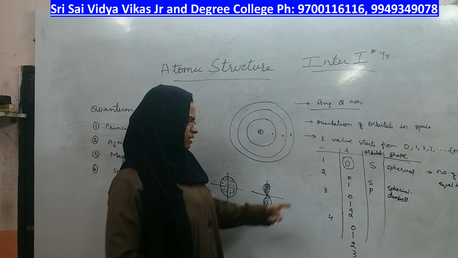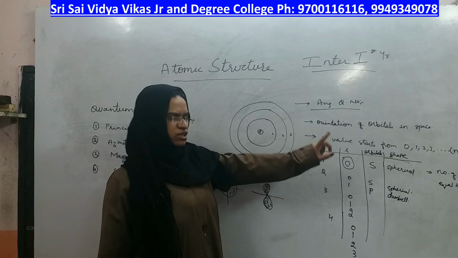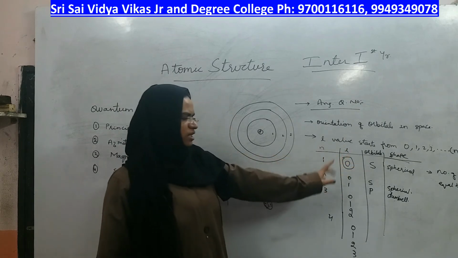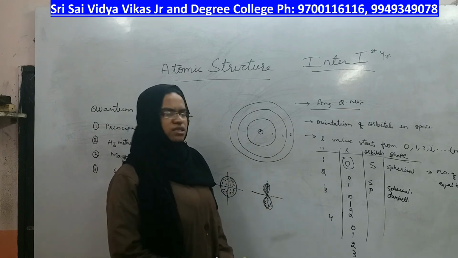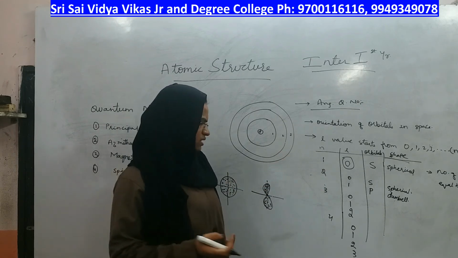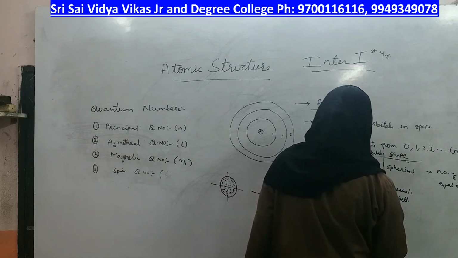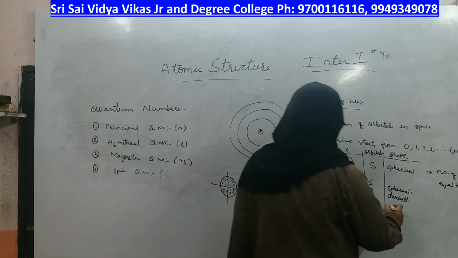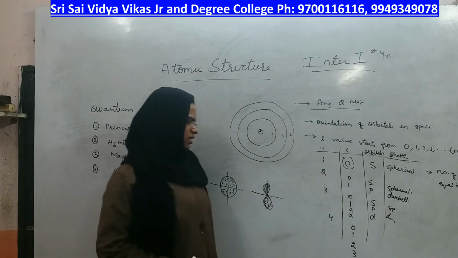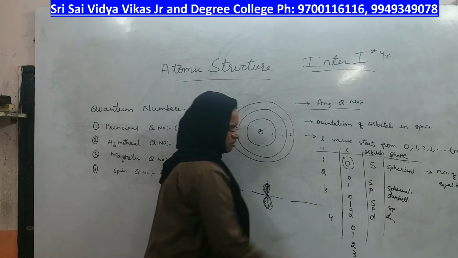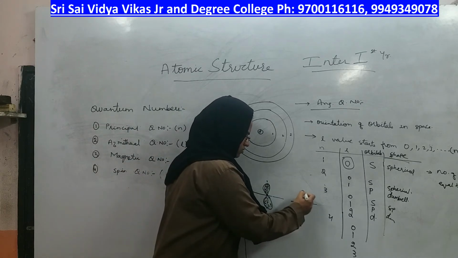Coming to the third main shell. You understood about the first 2 main shells. The first has only one subshell, that is S. The second has 2 subshells, the S subshell and the P subshell. Coming to the third, it has 3 subshells: S subshell, P subshell, and D subshell. S is spherical, P is dumbbell, and D will be double dumbbell. Why is it double dumbbell? Why its value is coming out to be 2, let us look at now.